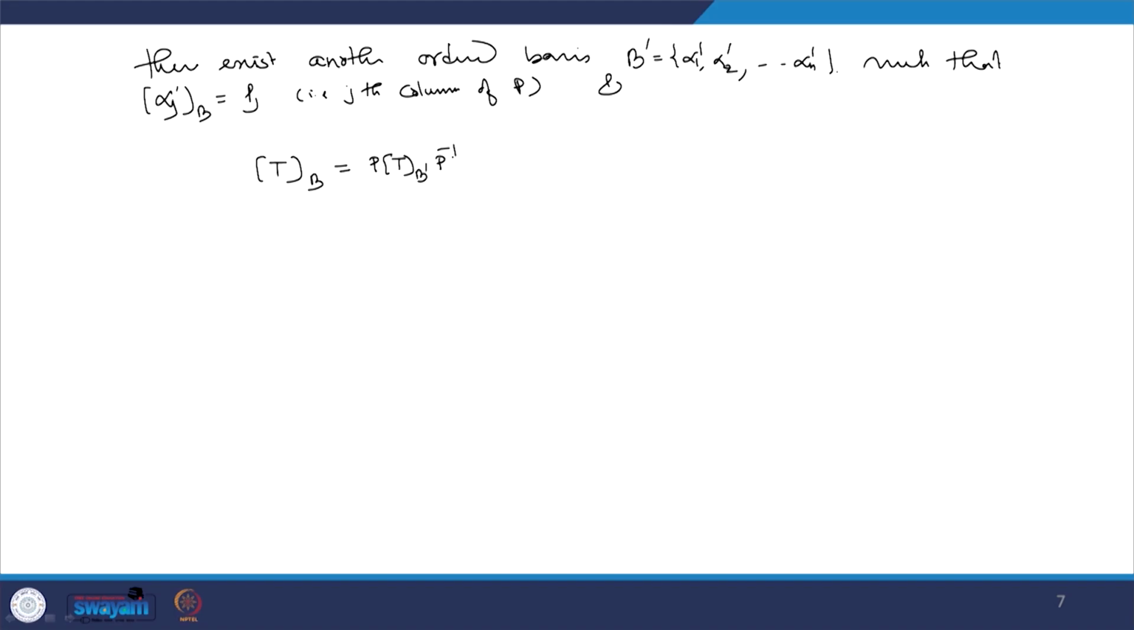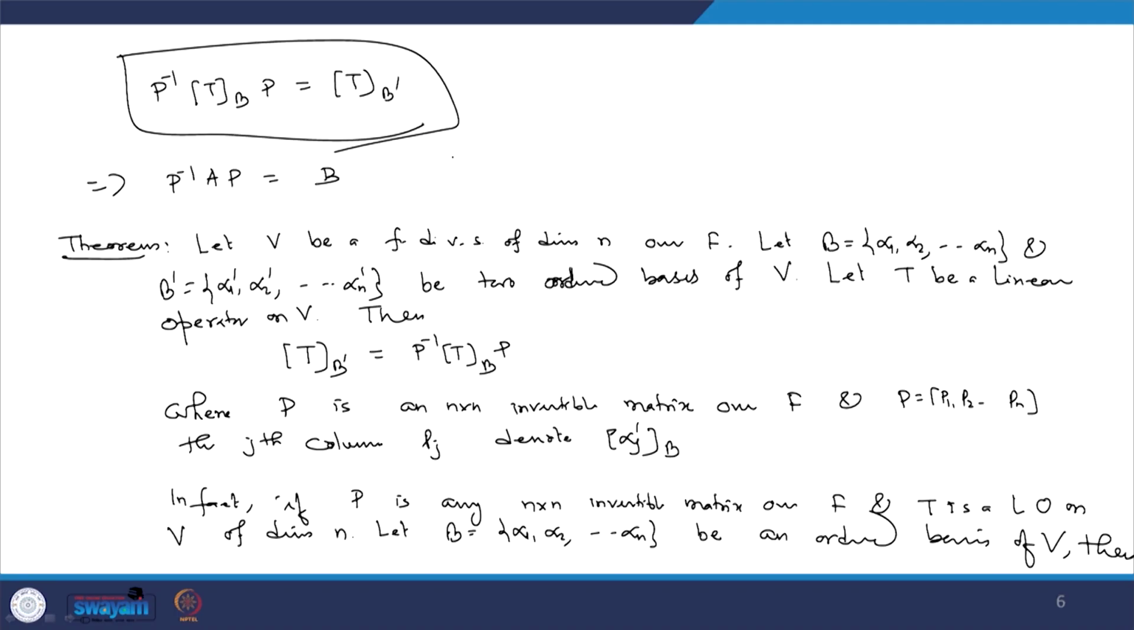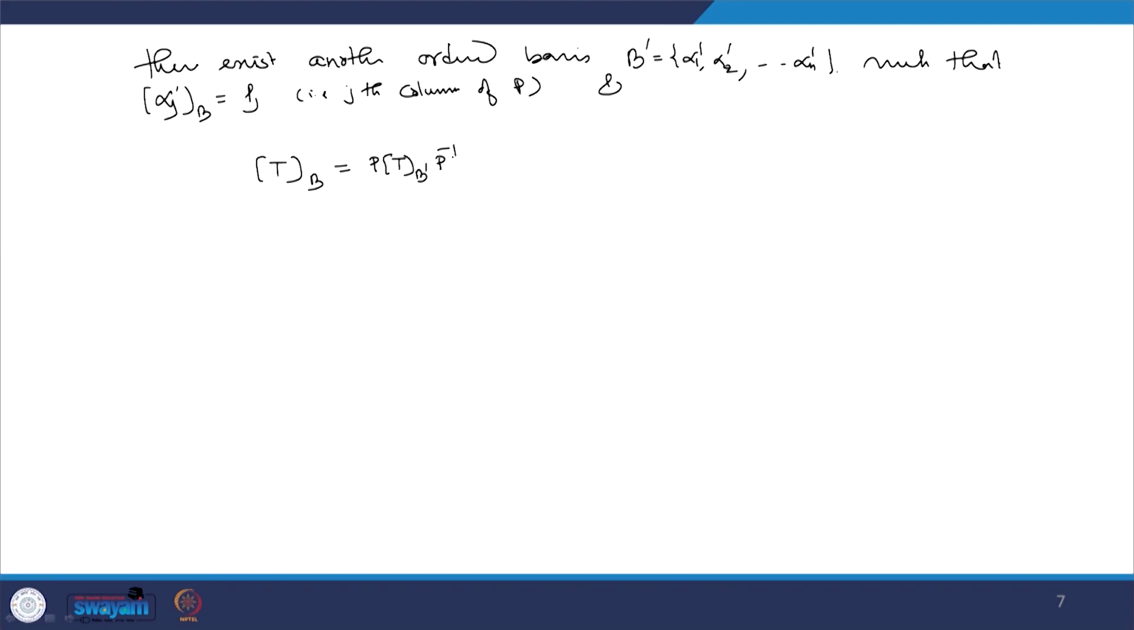Okay, so we have seen the existence of that type of relation, already we have proved it. Now, if we are given an invertible matrix P and suppose one ordered basis, say B, of V is given to us, then we can immediately find another ordered basis B prime consisting of alpha 1 prime, alpha 2 prime, ..., alpha n prime, where the coordinate matrix of alpha j prime is basically the jth column of the matrix P, and then this relation also holds good.